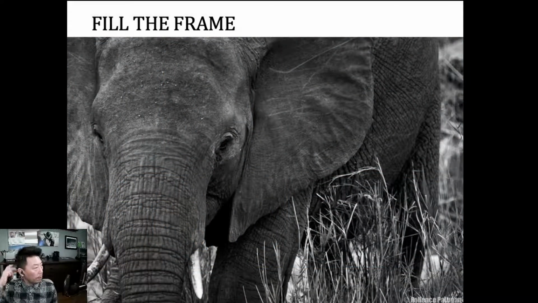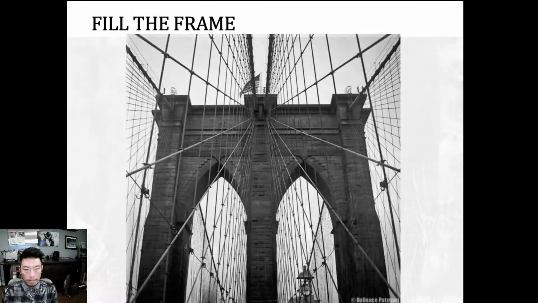Here's another example of filling the frame, and that is this elephant. There is some of the scenery in the shot, but most of this frame is being filled by this elephant, and in fact, it looks like this elephant's coming right at us. Right? It even gives us that feel, as if we're right there, really close up to the elephant. Filling the frame.